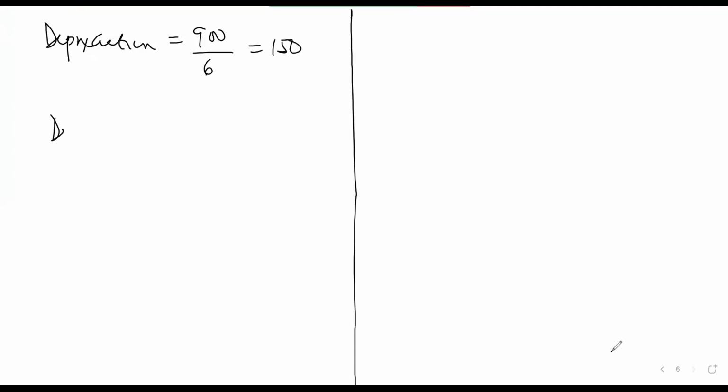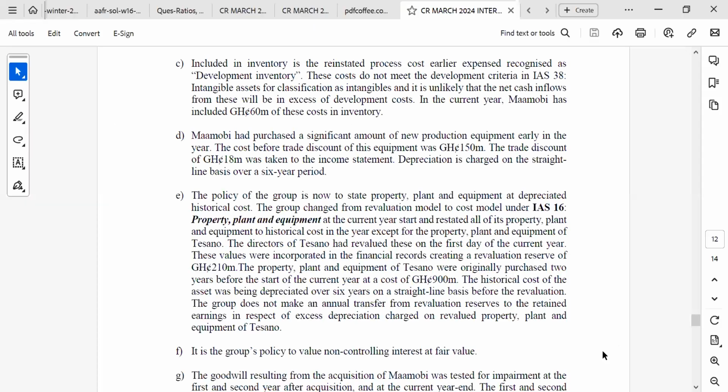But what was the depreciation charge for this year? It is 1110 divided by 6 because the revaluation was done at the beginning of the year. Is it not divided by 4? I'm coming to that. The property, plant, and equipment of Tesla were originally purchased 2 years before the start of the current year at a cost of 900.